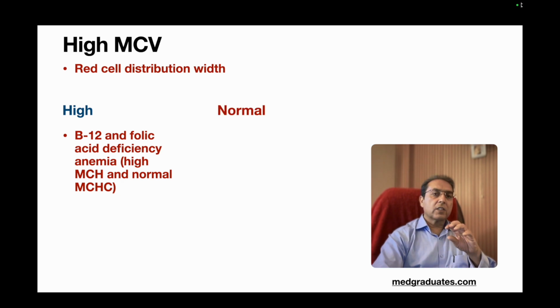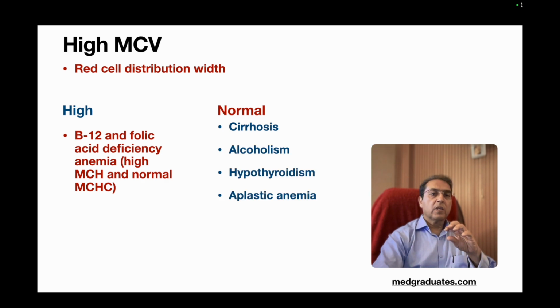And then if the red cell distribution width is normal, this may be seen in patients who have cirrhosis, those who are alcoholics, those who have hypothyroidism, those who have aplastic anemia. Patients with aplastic anemia may have a normal MCV, and some of them may have a high MCV when the bone marrow is trying to compensate and immature forms are poured into the circulation. They may have a higher MCV. Then you have MDS and spherocytosis. It can have a normal red cell distribution width with high MCV. The MCHC in this is also high.